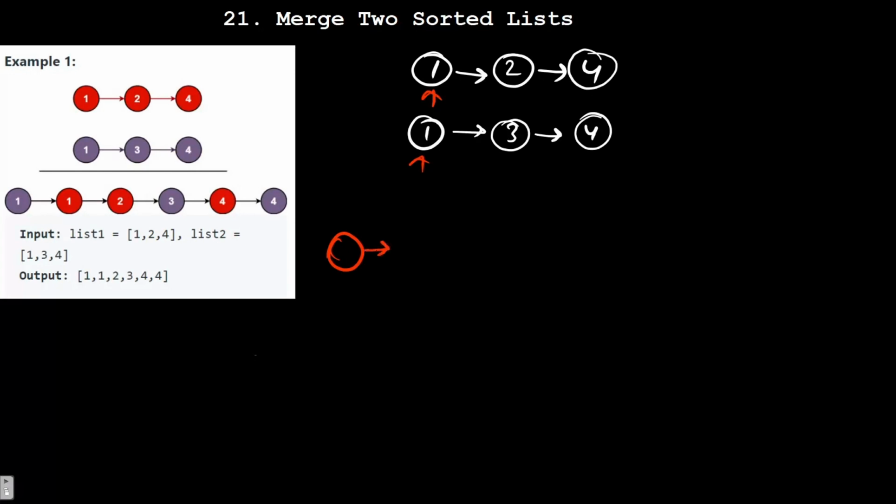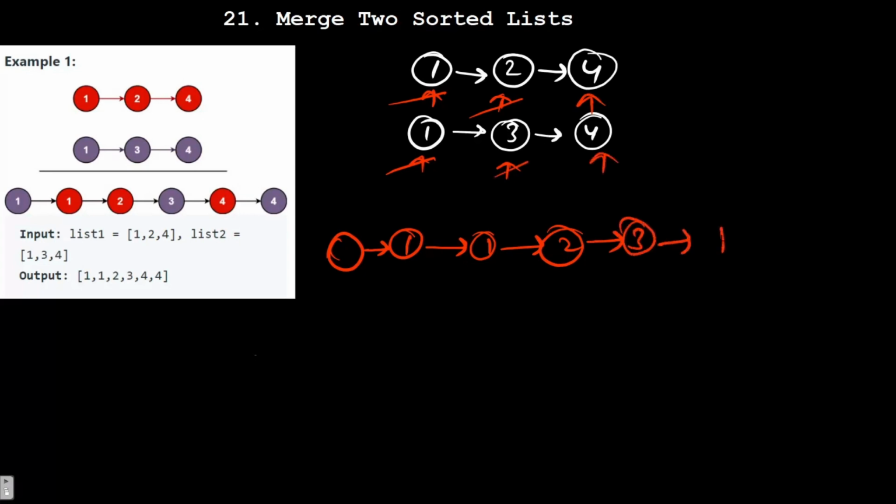After that, I am moving this pointer one step forward. Now we'll compare 1 and 2. Obviously 1 is lesser, so 1 will be appended, and then we move this pointer one step forward. 2 and 3 are compared, 2 is lesser, and we move one step forward. Again 4 and 3 are compared, so we move 3 one step forward. Now 4 and 4 are equal, so we append 4 and move one step further.